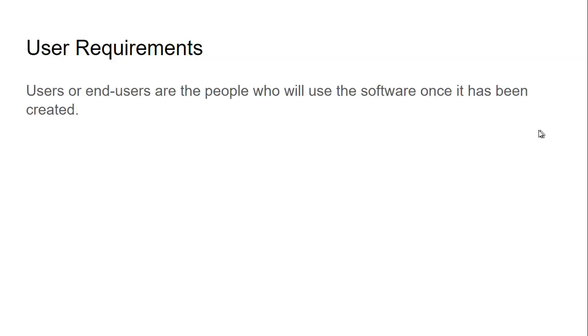This is a big one. Without this, there's no product, because the user requirement is the big one. The user requirement determines how the problems should come and how the problem should be solved. Users or end users are the people who will use the software, right? So once it has been created, the user requirement is the basic stuff.